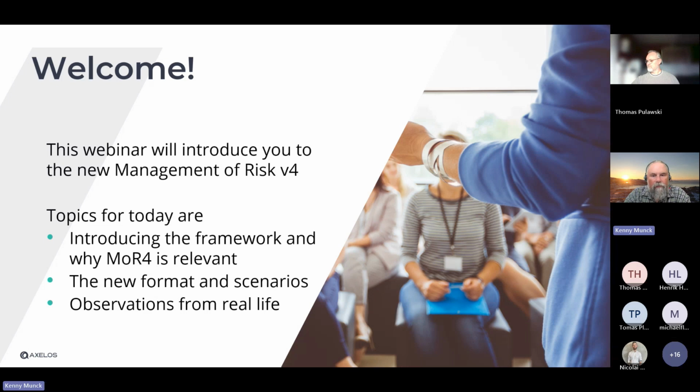And then I'll finish up with some observations from real life. So how is it to implement a framework like this in real life, and also what observations do I have when using a more structured risk management approach.